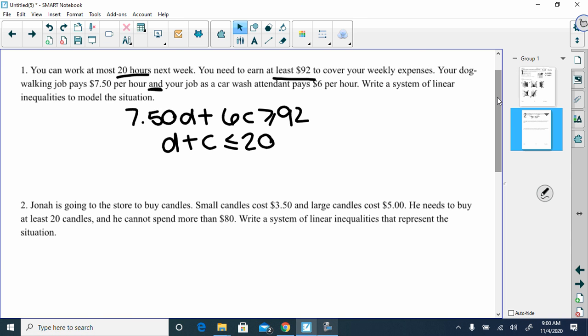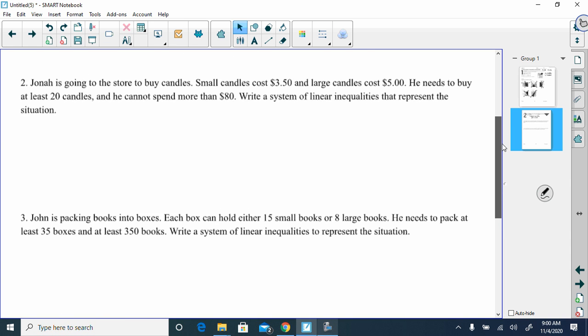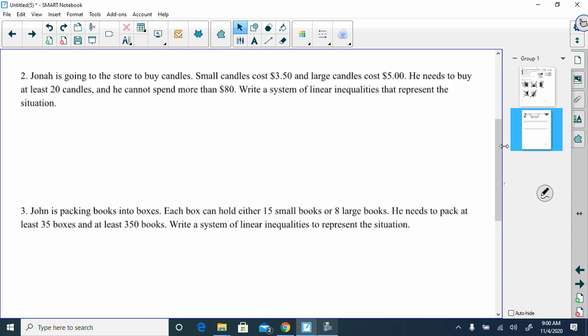All right. Number 2 says, Jonah is going to the store to buy candles. Small candles cost $3.50 and large candles cost $5. He needs to buy at least 20 candles, and he cannot spend more than $80. Write a system of inequalities to represent this situation. Okay, so again, we're going to need one for the money, but then also one to represent the number of candles, right?